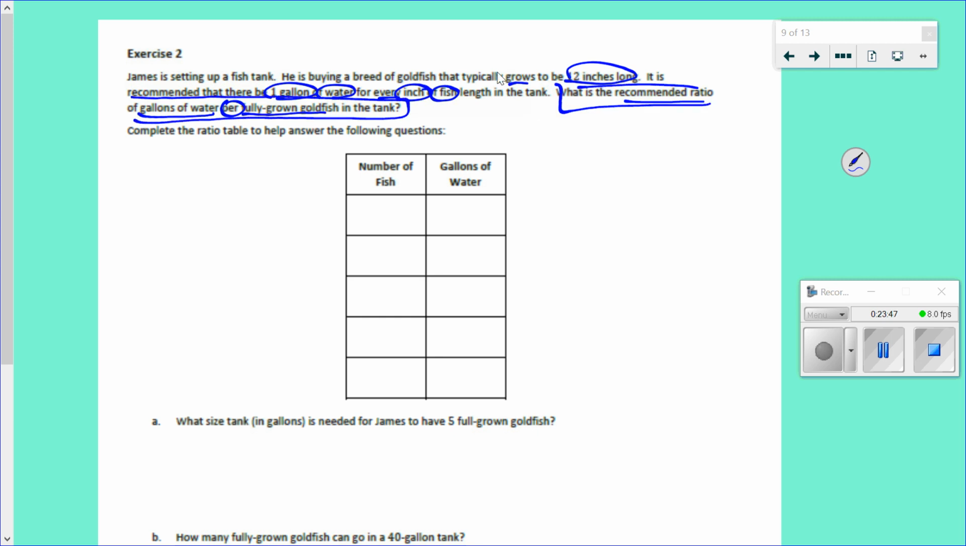Once we have that, we can then complete the ratio table to help answer the following questions. So they want us to do that part first. So what is our ratio? I know several of you are struggling on this one. So how many fish am I going to put in the tank to start? Rosena? 1. How many gallons of water do I need for that 1 fish? 12. Emma? 12. Okay, why? Because it's 12 inches, but I need 1 inch for every inch of fish. 1 gallon. 1 gallon, thank you. 1 gallon for every inch of fish.